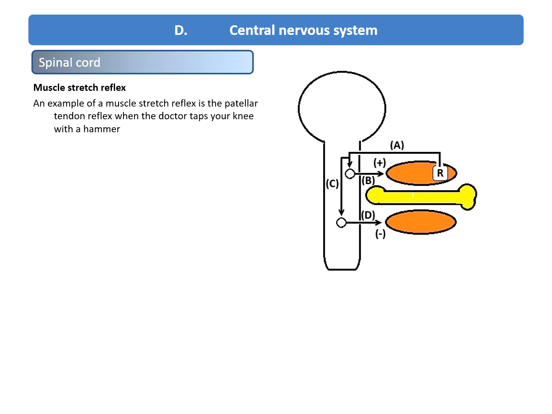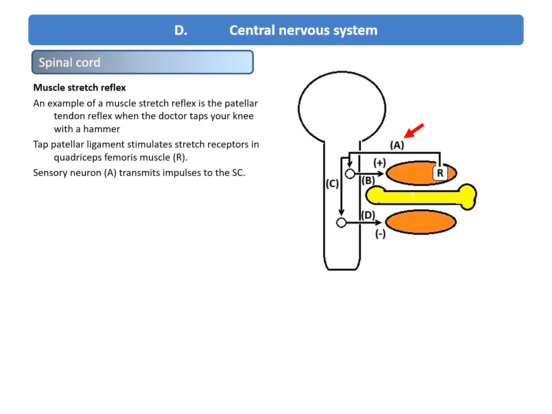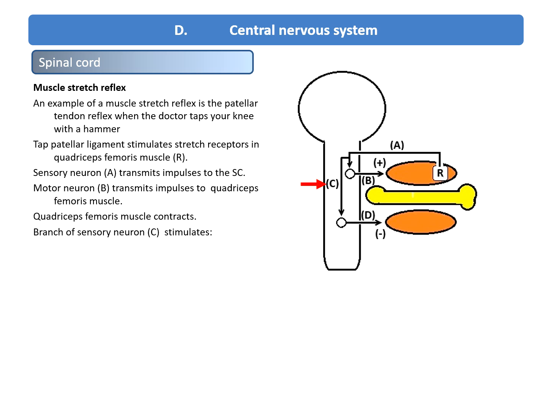An example of such a reflex is the patellar tendon reflex when the doctor taps your knee with a hammer. To tap the patellar ligament causes stimulation of the stretch receptor in the quadriceps femoris muscle. This is a muscle on the upper part of the thigh. A sensory neuron transmits impulses into the central nervous system, the spinal cord, and a motor neuron transmits the impulses back out to the quadriceps femoris muscle. The muscle will contract, causing the leg to jerk.